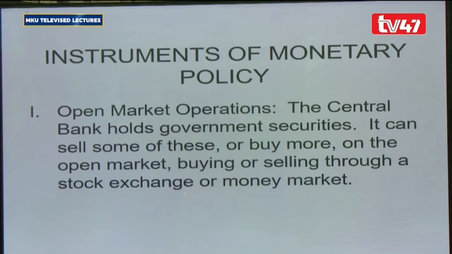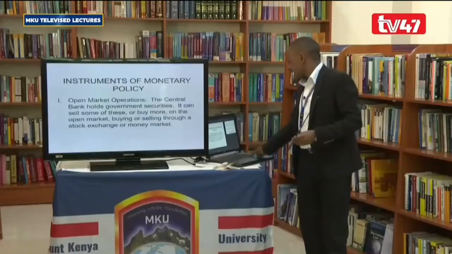The first one is what we call open market operations, whereby the government holds securities, and it can sell some of these or buy more on the open market, through the stock exchange, so that either it moves more money from the pockets of the common mwananchi, or it increases the amount of money in circulation. That is what we call the open market operations, a very important aspect.